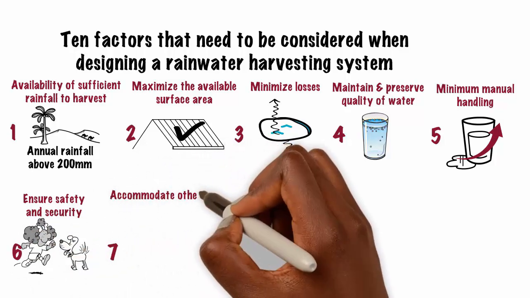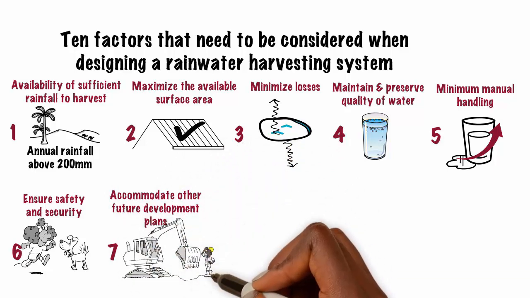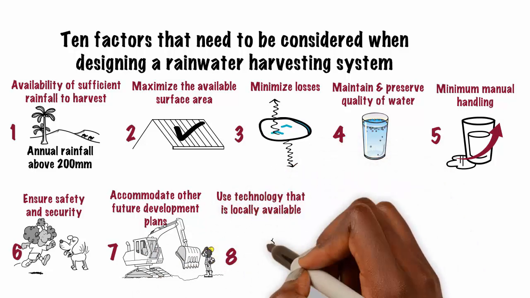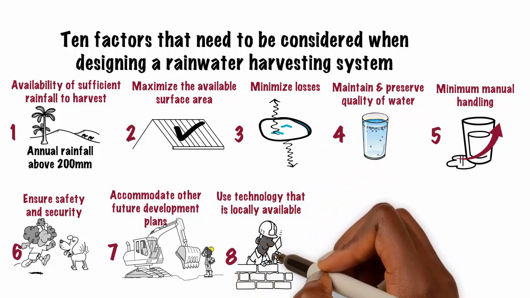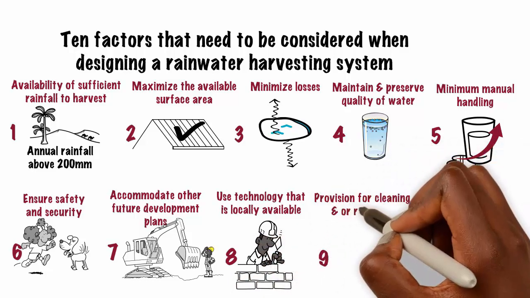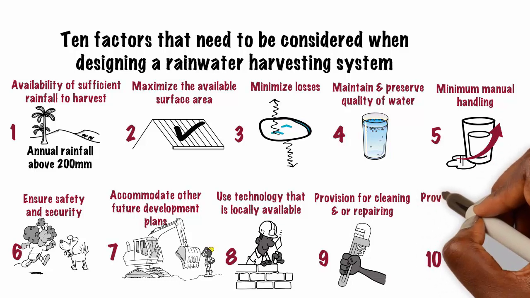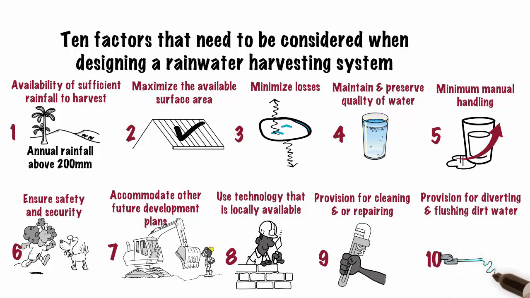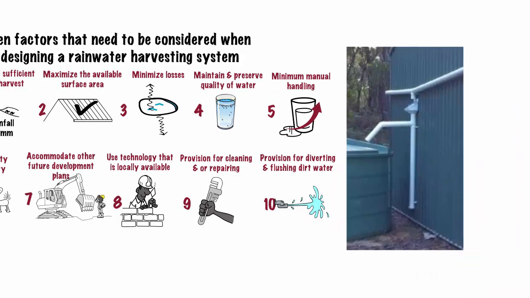7. The system should be able to accommodate other future development plans, including future additions and improvements of the system. 8. The system should use appropriate technology that is locally available, for example, using local available materials for installation so as to ensure sustainability. 9. There should be a provision for cleaning and/or repairing of the system, especially the conveyance and storage components. 10. There should be a provision for diverting and flushing dirty water from the collecting surfaces, especially for initial rainfall events, in order to avoid mixing of the dirty water with the water already in the storage.